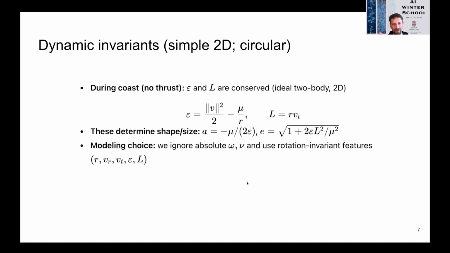So the parameters that you'll see coming up over and over later are the radius of your orbit in the 2D plane, the radial velocity, the tangential velocity, and then, it's somewhat redundant here given these equations, but we also use the energy and the angular momentum. Those are, of course, rotationally invariant as we move around in our orbit. So those are convenient.